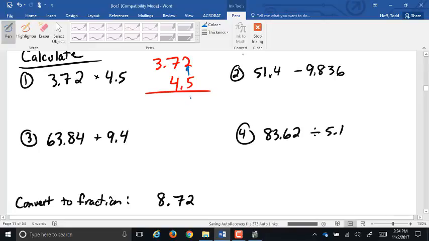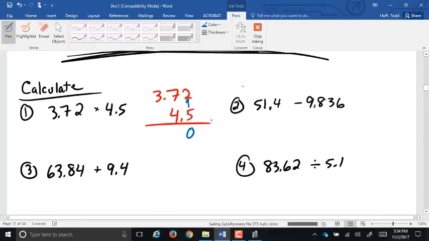So the 5 times 2 is 10. So that is a 0, carry a 1. 5 times 7 is 35, plus the 1 is 36. So that's 6, carry the 3. 5 times 3 is 15, plus 3 is 18. So 8, we carry over the 1. Now, before we move over, we do fill in our 0 down here. And I'm going to put a line up here so I know that those are old carries.